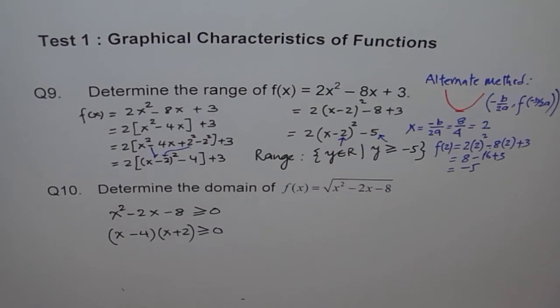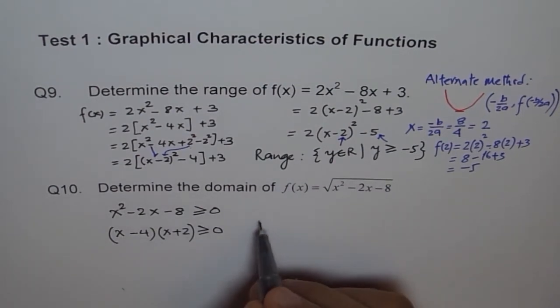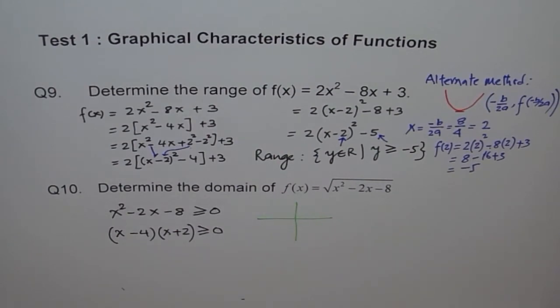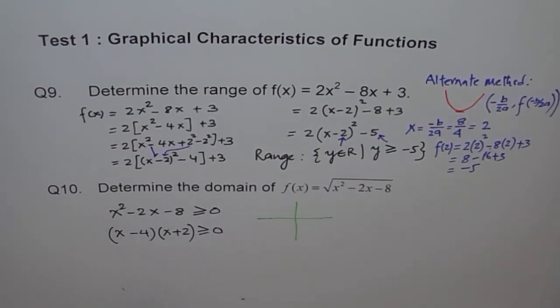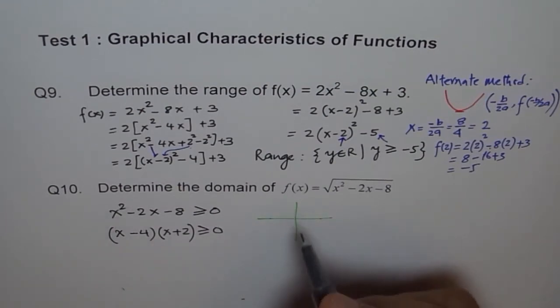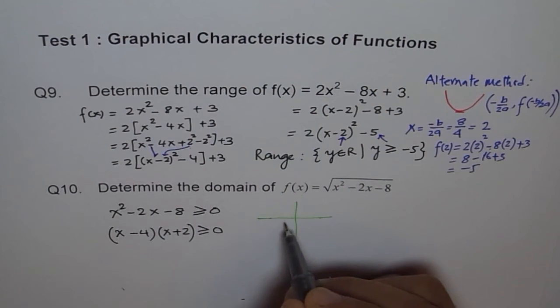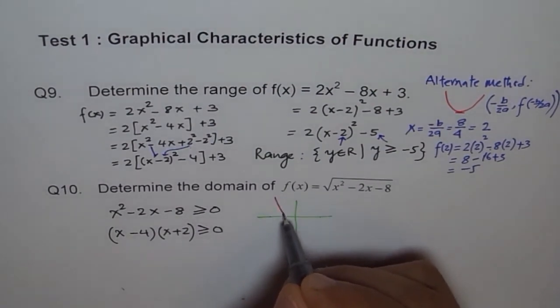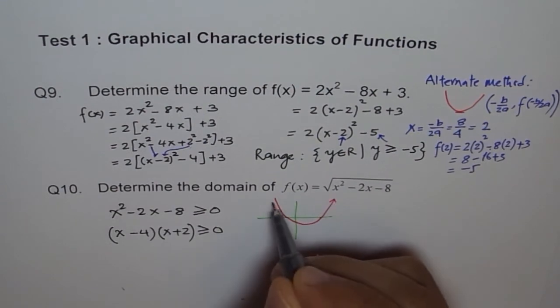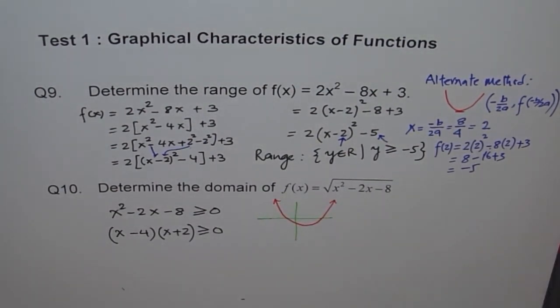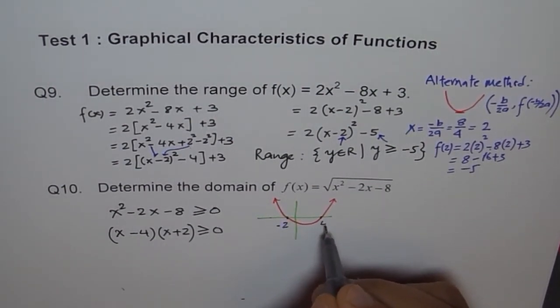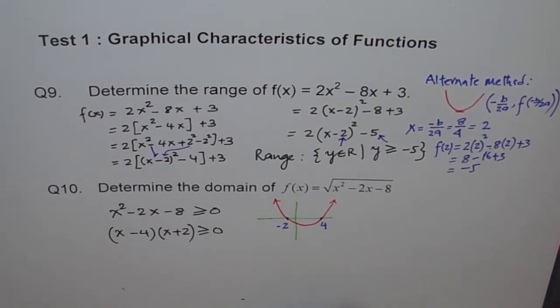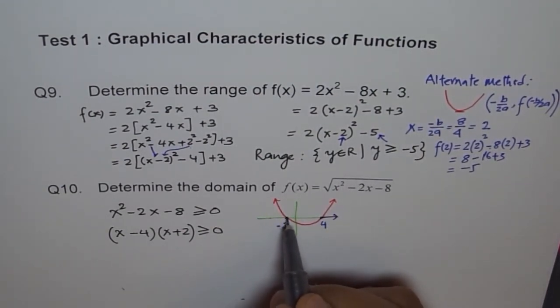One easy way of doing it is graphing. So let's think this is our graph coordinates, and your zeros are at 4 and minus 2, right? Since the x squared coefficient is positive, the graph will be opening upwards. So it will look something like this, where this zero is at minus 2 and this zero is at 4, correct? So where is our function positive? It is positive only outside the zeros, in these regions.